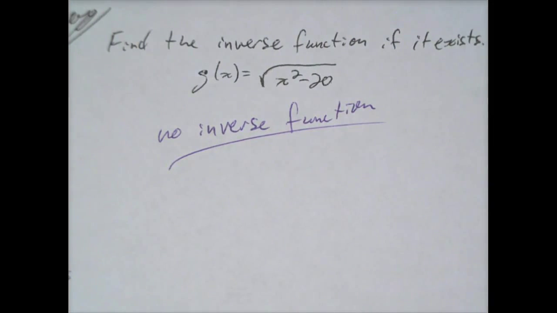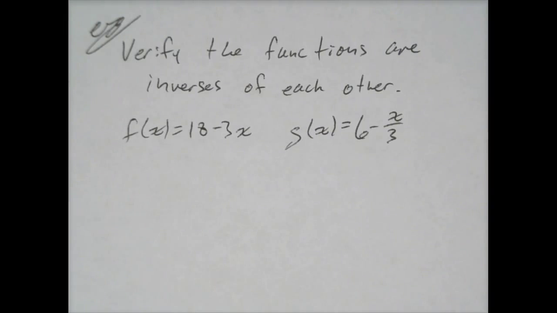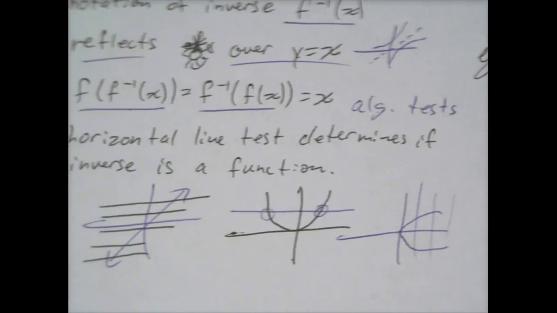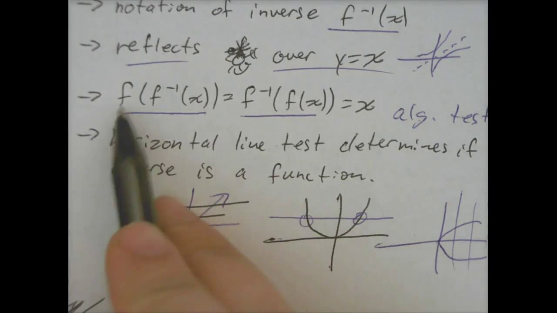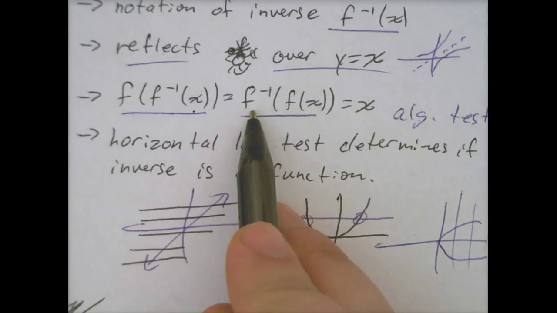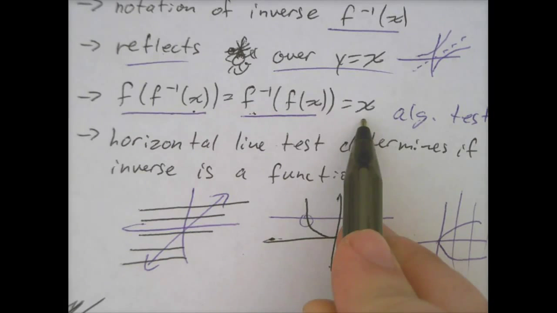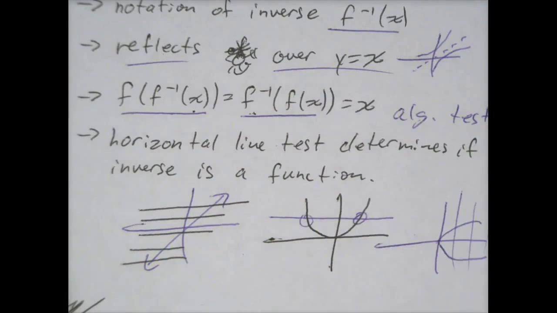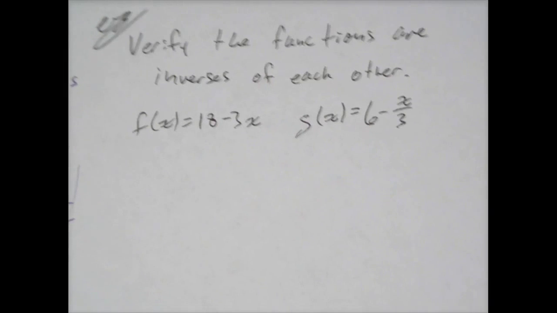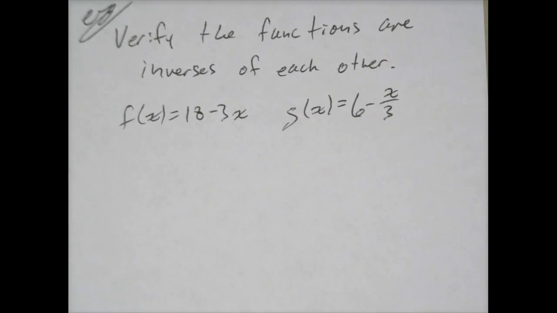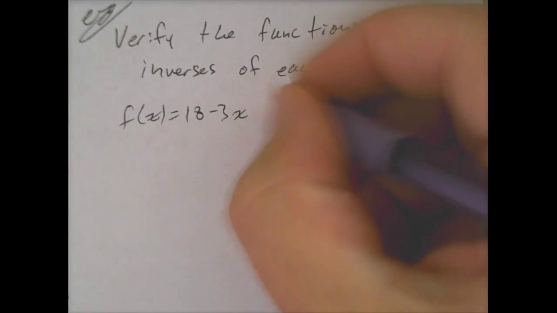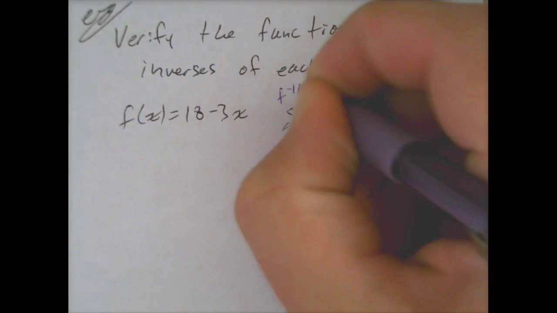Cool. Alright, in this example we are going to verify that functions are inverses of each other. Remember, this is back to our algebraic tests. If f of f inverse of x is equal to f inverse of f of x, and they are both equal to x, then they are inverse functions of each other.